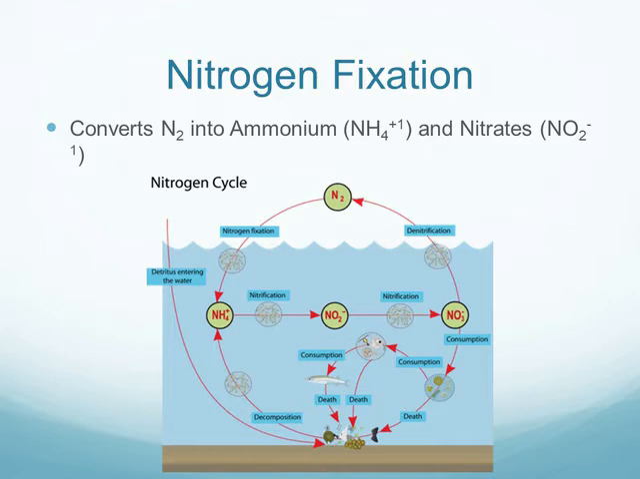And then it goes back into the atmosphere. But it can also go down and be consumed by algae and other organisms that require nutrients. And once the algae dies or gets eaten, then it goes down to the bottom of the ocean, where it gets decomposed and goes back up and turns into ammonia. So you have this whole cycle again.